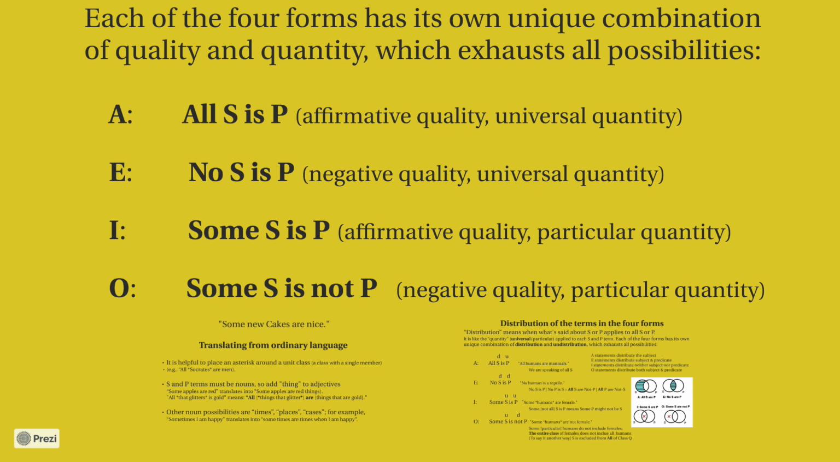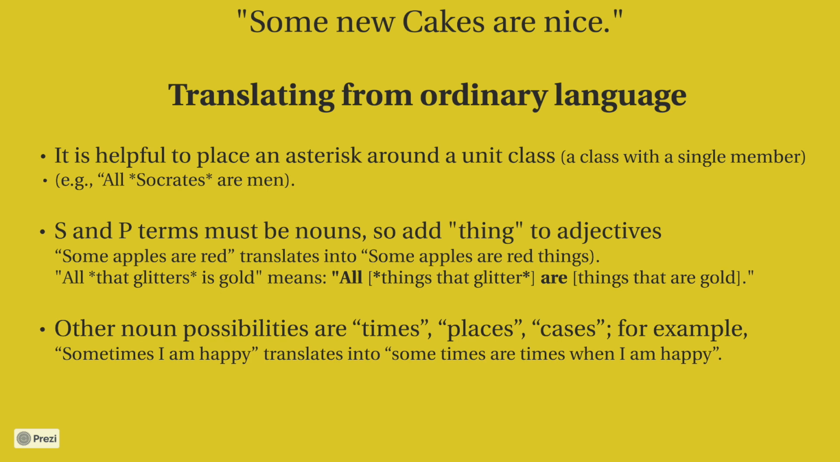Now, of course, it's helpful when the propositions come to us in this form, but that's not always the case in ordinary language. So sometimes we have to translate the ordinary language into a categorical form. First, if we have a unit class, that is a class with a single member, such as Socrates, it will be helpful to place an asterisk around the unit class. For example, when we speak of all Socrates are men.